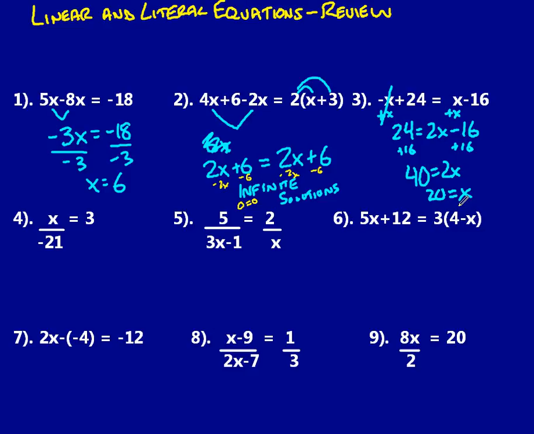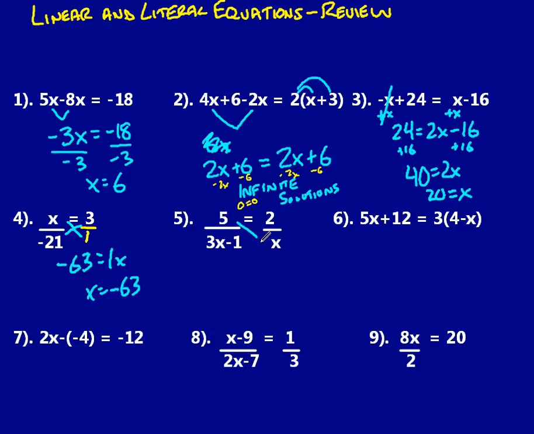Alright, 4 and 5, we're going to be doing some cross multiplying. This one's actually really easy because I can assume that this is just a 3 divided by 1 for cross multiplying. So when I cross multiply, I get negative 63 equals 1x, or just equals x. So x equals negative 63 is your answer.